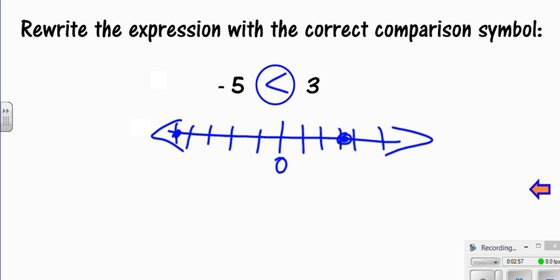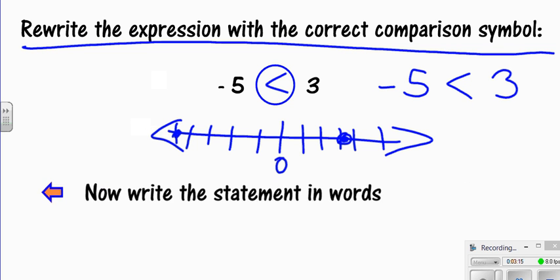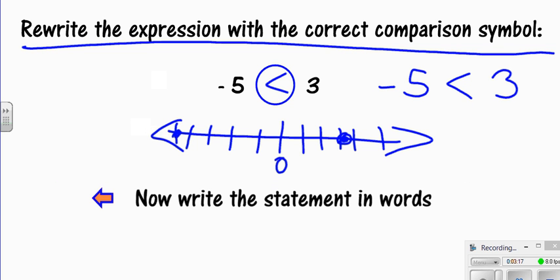But here we see it says write the expression with the correct comparison. It doesn't say just fill in the circle. It says write the entire expression. And so we're going to say, okay, negative 5 is less than 3. And so this is how this expression is truly written out. And that's really our next point here. How do you say this in words? Write the words.